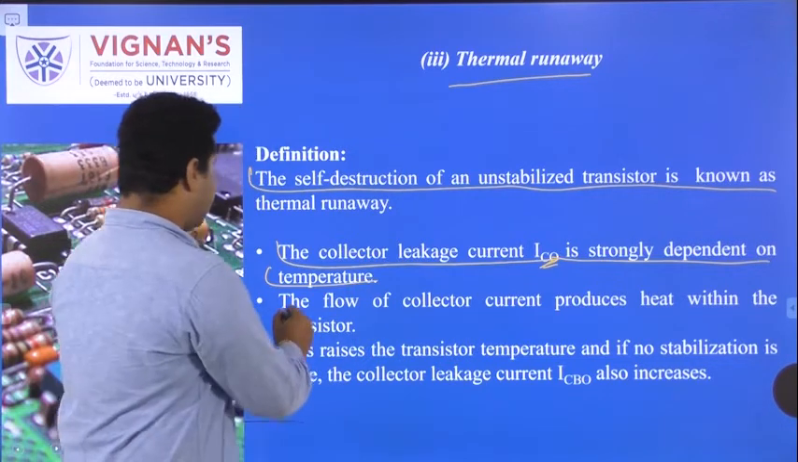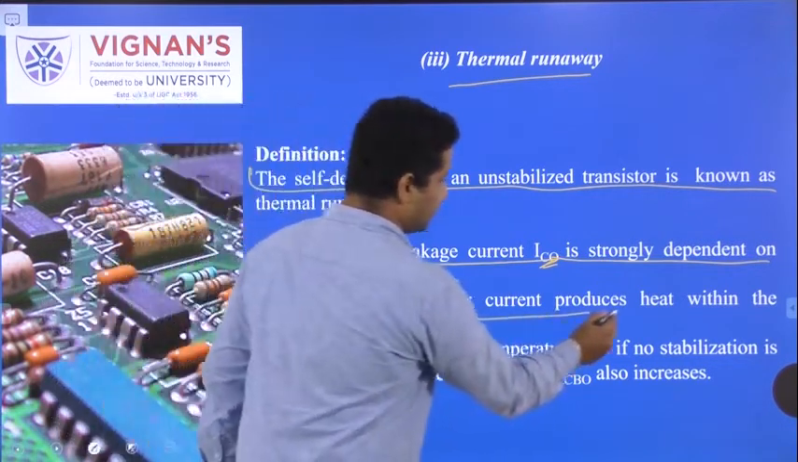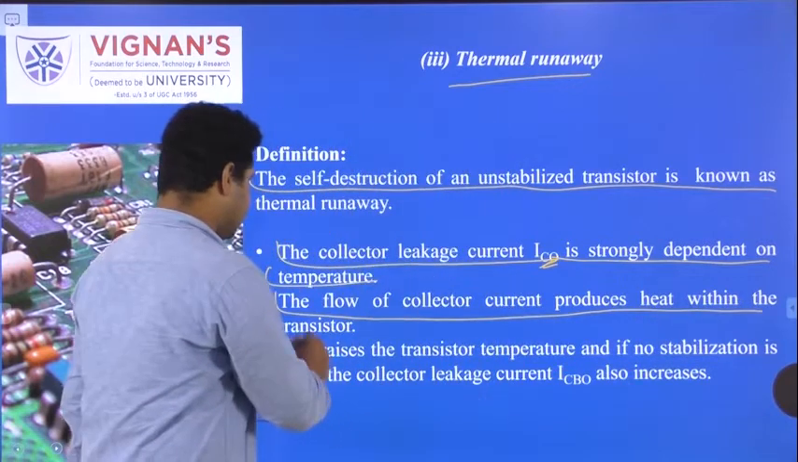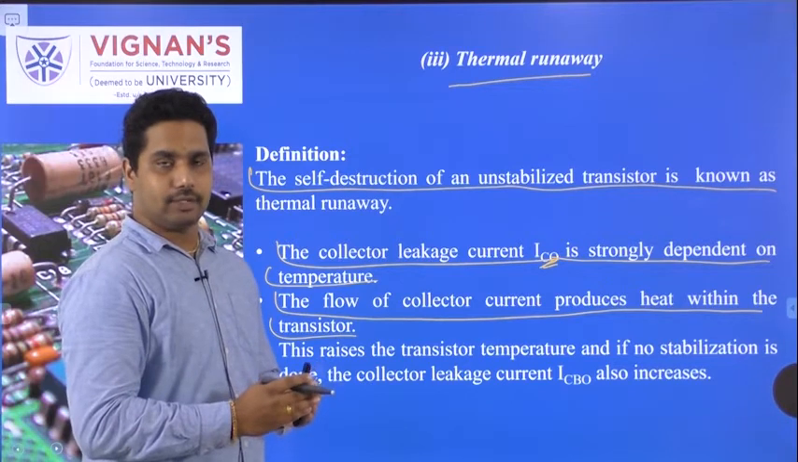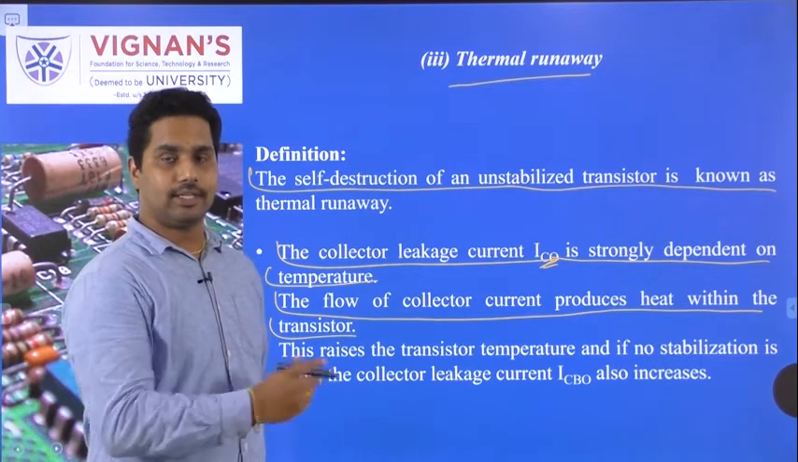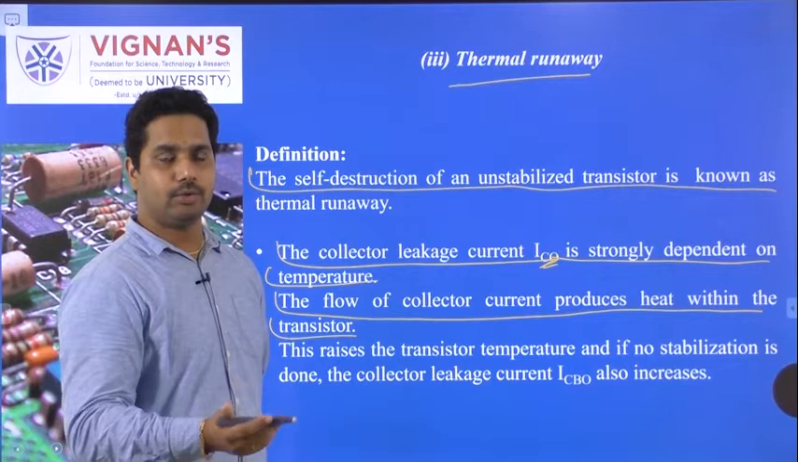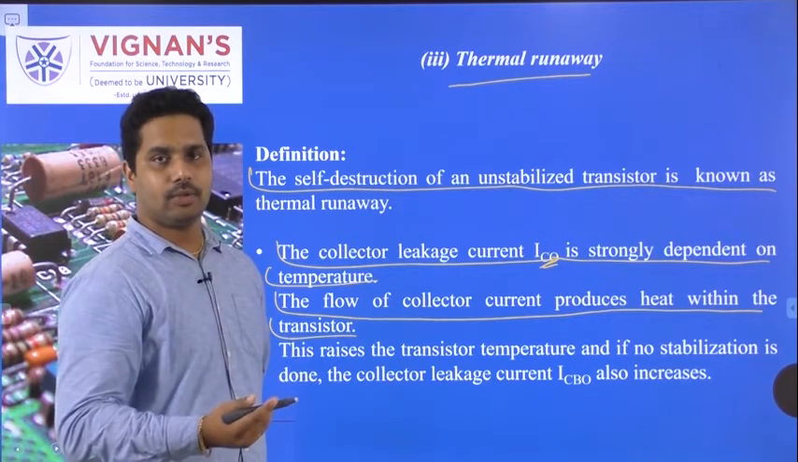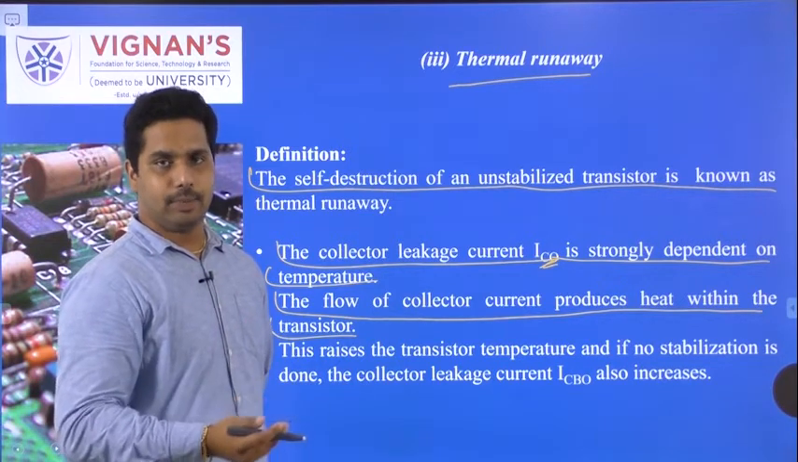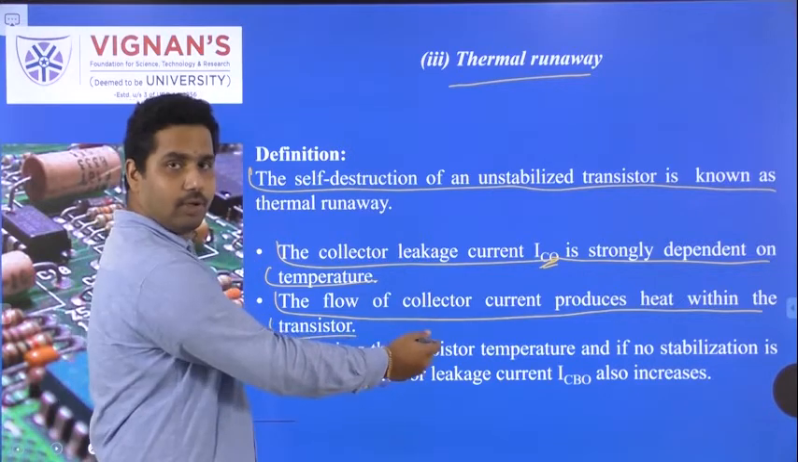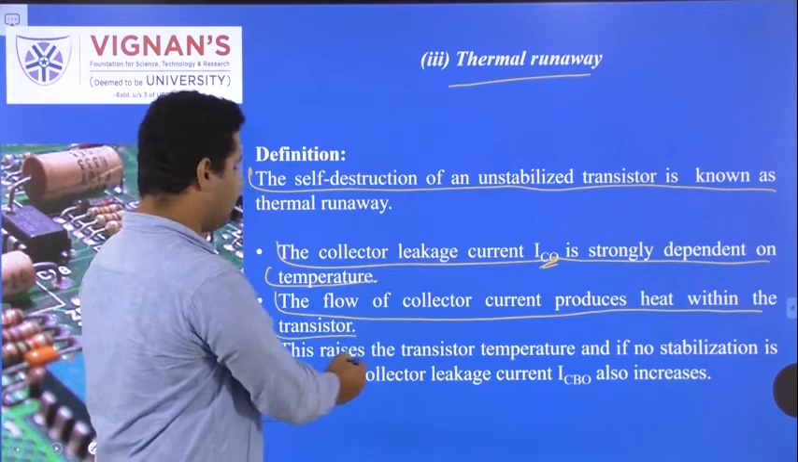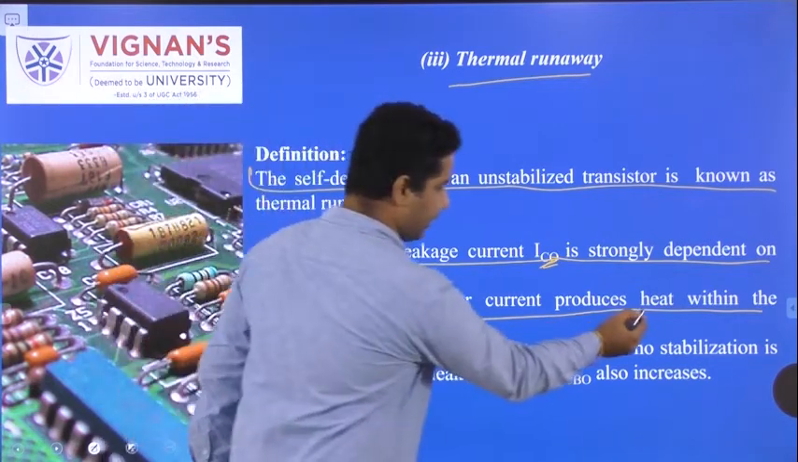The flow of collector current produces heat within the transistor. That we know. That's why, in the construction, the collector size is bigger compared to the emitter and base. Why? To have proper heat dissipation. So because of the collector current flow, anyway, on the collector side we will have heat generation.